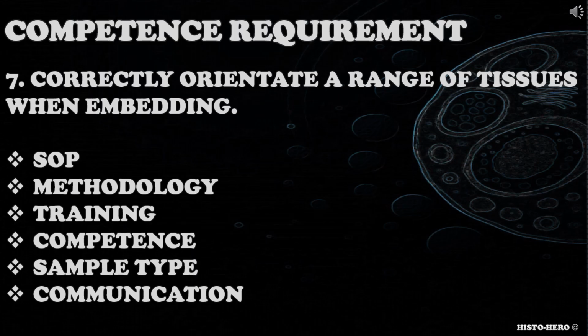The seventh competence requirement is correctly orientate a range of tissues when embedding. Candidate should be able to correctly orientate tissue during embedding. Can the candidate correctly orientate a range of tissues when embedding? Does the candidate follow the special instructions during the embedding? Do they know what tissue or samples require special attention during embedding and why? Do they follow local methodologies and SOPs when orientating tissue at embedding?